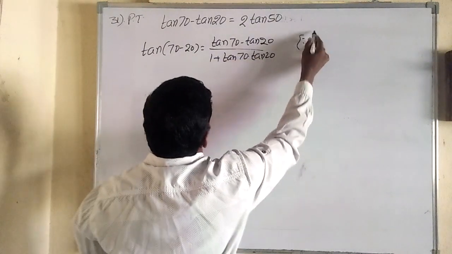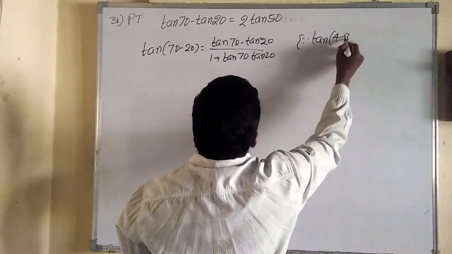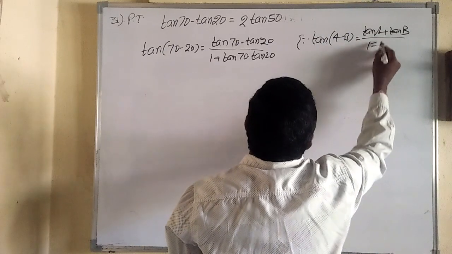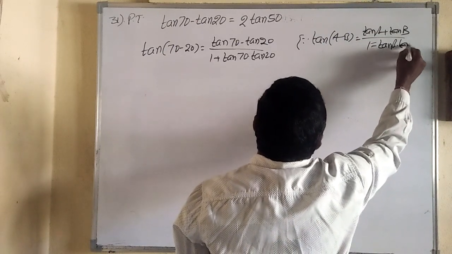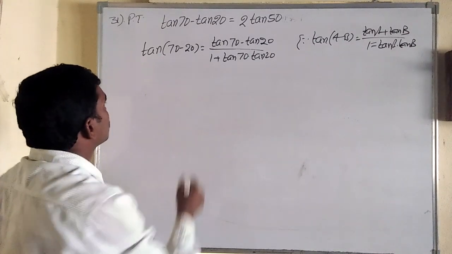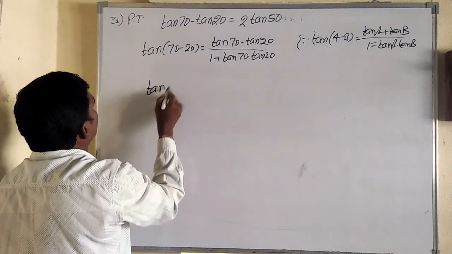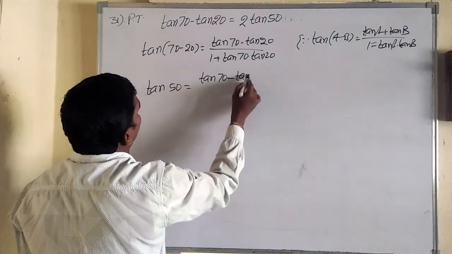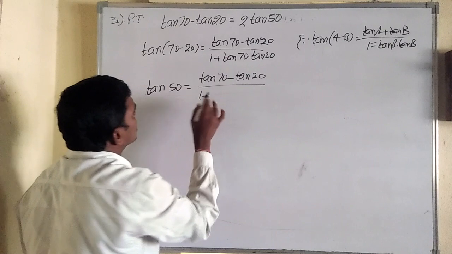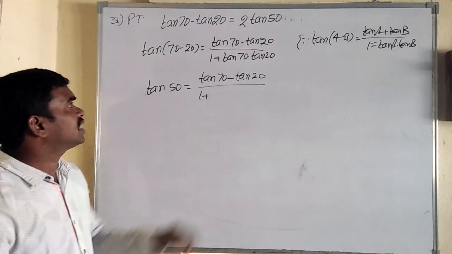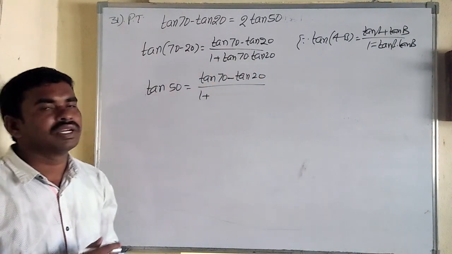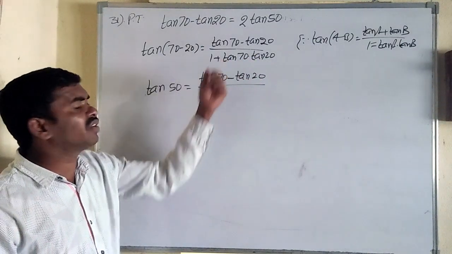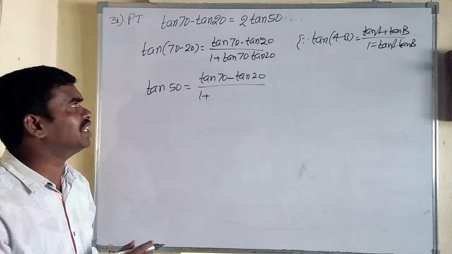Now, which formula do we use? The tan of a minus b formula, that is tan a minus tan b by 1 plus tan a into tan b. Now 70 minus 20 becomes 50. So tan 50 equals tan 70 minus tan 20 by 1 plus tan 70 into tan 20. Here 70 and 20 make 90, so we can change one of them.